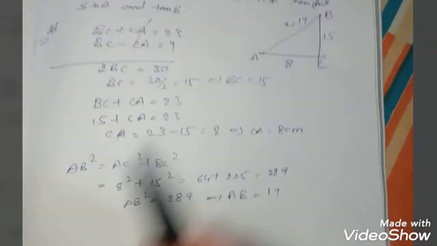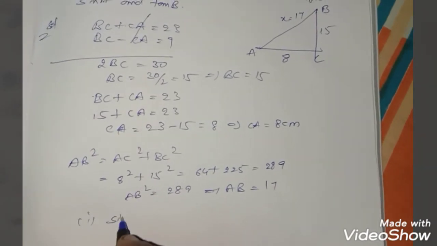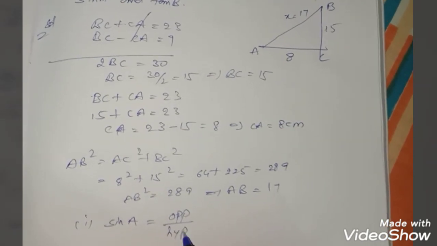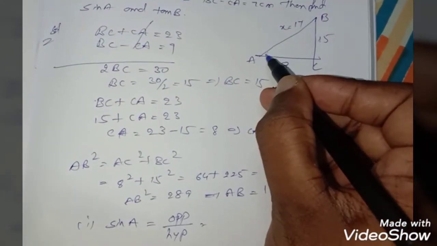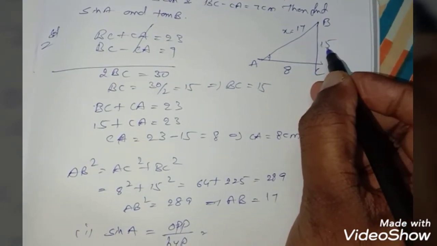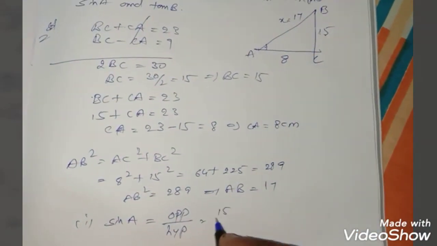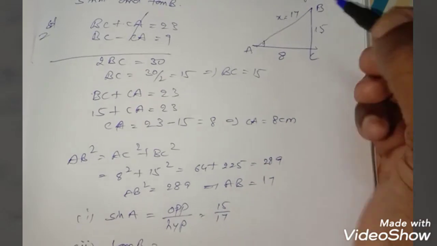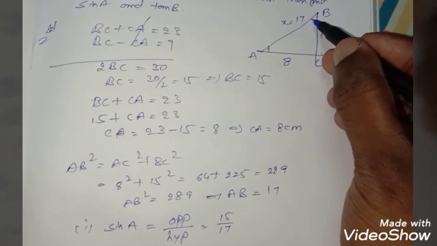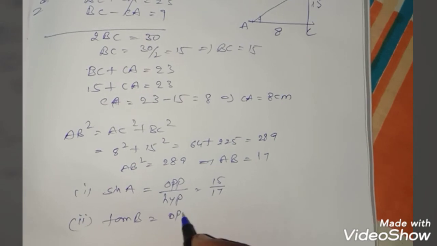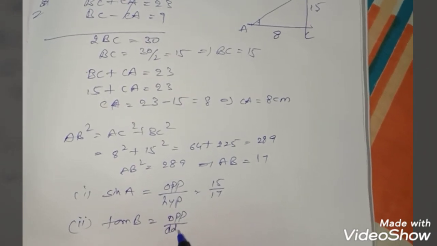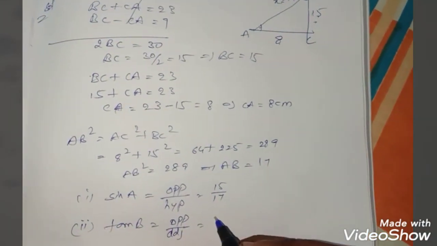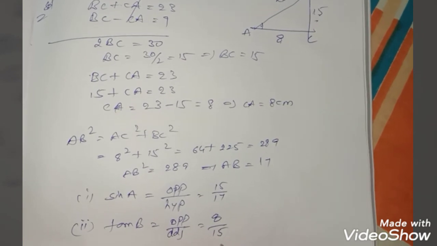Now what they ask you to find. First, step one is sin A. Sin A is nothing but opposite by hypotenuse. Here angle A is this one. The side opposite angle A is 15 and the hypotenuse is 17, that is 15 by 17. Next, the second one, tan B. Where is B? B is here. If I take this as angle B, as per your formula you have opposite by adjacent. So the opposite value is 8, the adjacent value is 15. So here 8 by 15.